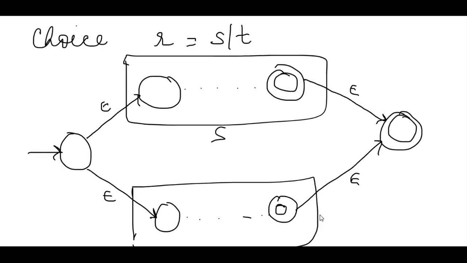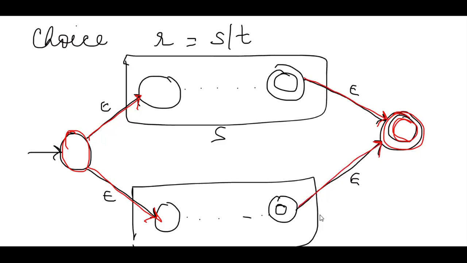Let me just repeat. For first, we have the NFA for S and we have the NFA for T, which has its own start state and final state. Now for S or T, we create a new start state here and a new final state here. And then from the new start state, we have epsilon transitions to the start states of T and S. And from the final states of S and T, we have epsilon transitions to the new final state.